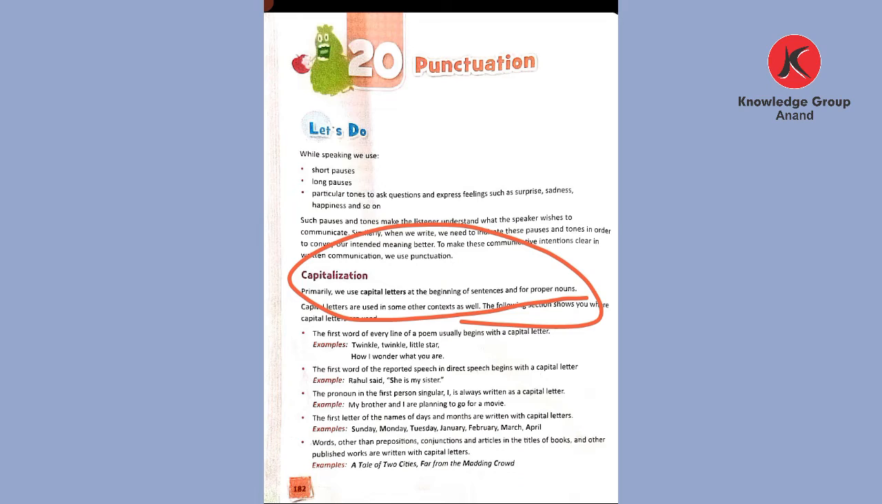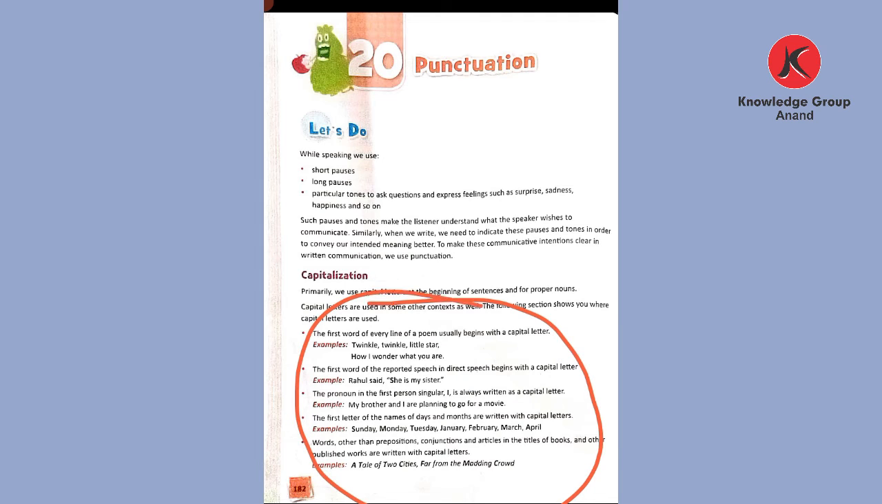Capital letters are used in some other contexts as well. The following section shows you where capital letters are used. Pay attention to this part. It will show you where we use them. First is the first word of every line of a poem. Here the example is given: Twinkle twinkle little star. So every poem line starts with a capital letter.